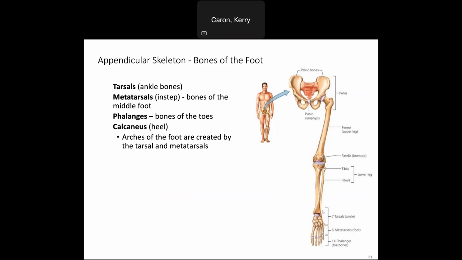Then you have the tarsals, 7 tarsals in the ankle. Metatarsals are the foot bones. And then phalanges are the toes. The calcaneus is the heel bone. So calcaneus is the heel bone.